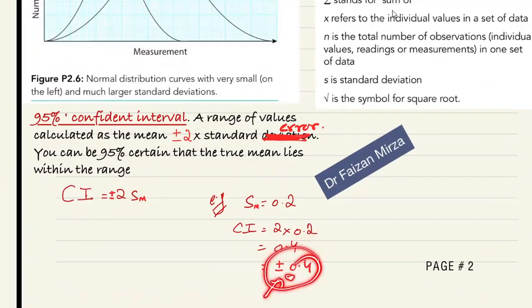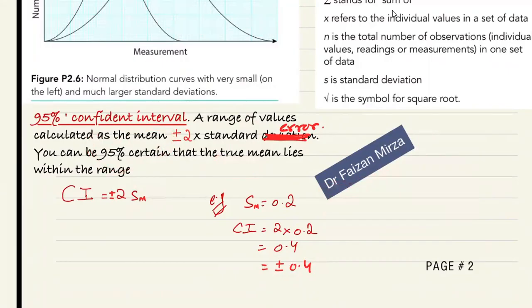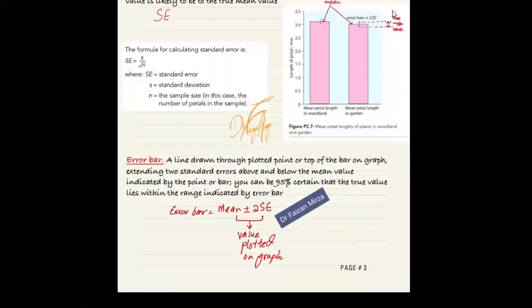The confidence interval is the mean plus minus 0.4. So whatever the mean is, for example, my mean is 7.84, my 95% confidence interval is 0.4. So this value tells me that my mean value is 7.84. It may be above by 0.4 or it can go below by 0.4. And the true mean of that population lies within this range. And I'm 95% certain that yes, it lies within the range that I have calculated. So that's 95% confidence for you.